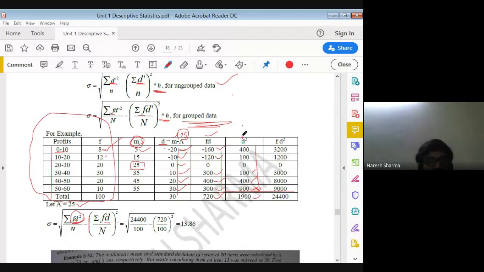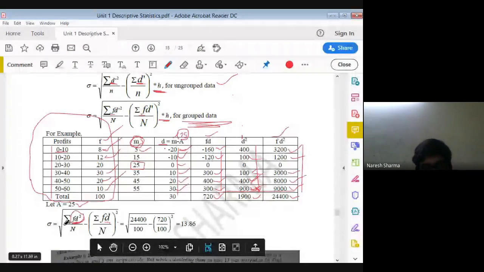So we may multiply now this d square with your f. So that gives you 8 into 400 is 3200. Similarly, we multiply 12 into 100 is your 1200. 30 into 100 is your 3000. Similarly, 20 into 400 is your 8000. Similarly, 10 into 900 is 9000. So just add all these, that gives you 24,400. Now in the formula we require summation of f d square, that is this value. So just put it in the formula.